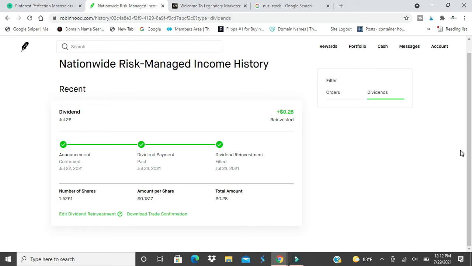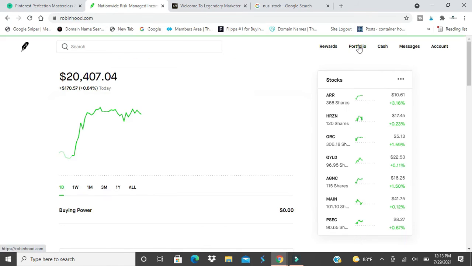You might put half back into the stock and the other half into a new position. But with 65 cents, or Orchard paid me 86 cents on one share, I just put that right back into the stock itself. The more you do this, the faster you'll get to your goal. And that's what I've done now. Pretty much all of my stocks have the DRIP program on.